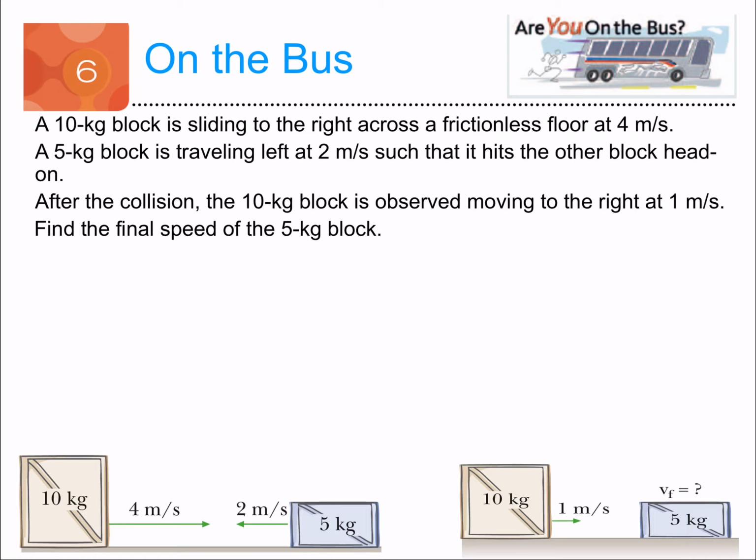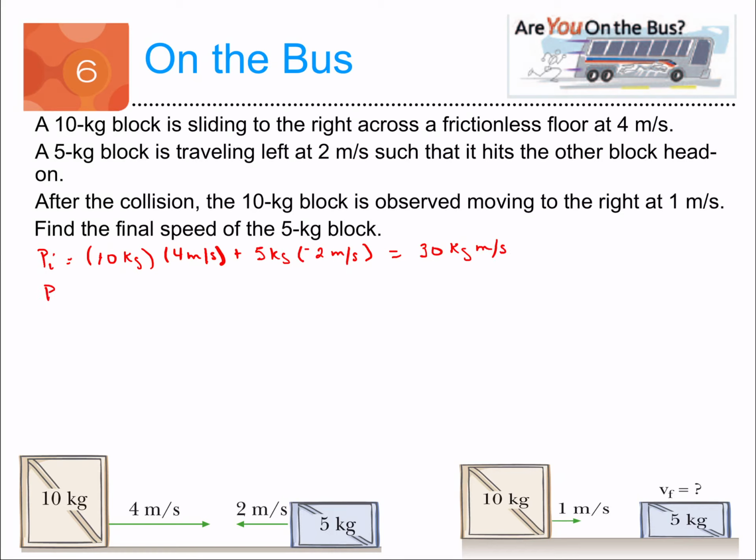So we want to find our initial momentum, which is going to be the 10 kilograms times the speed of the first block, which is 4 meters per second, plus our 5 kilogram second block times its speed of 2 meters per second. Now, because it's going toward the left, that 2 meters per second is going to have a negative sign. So when you plug that into your calculator, you should get 30 kilogram meters per second.